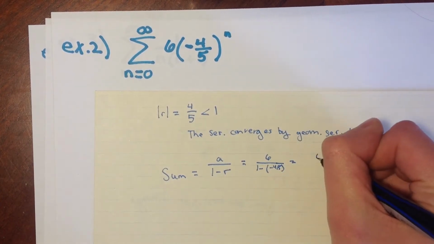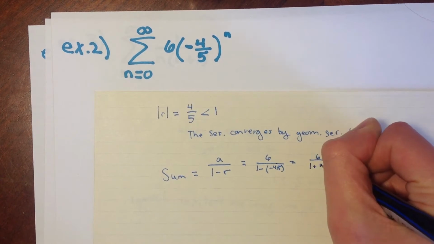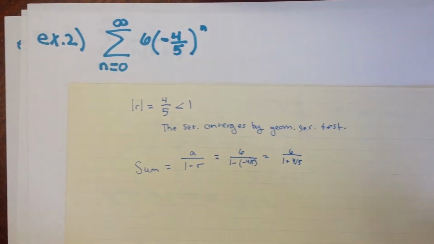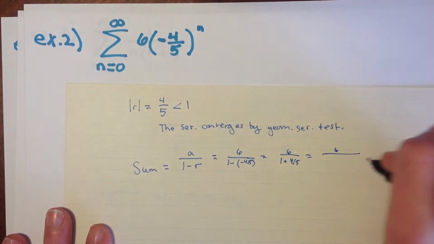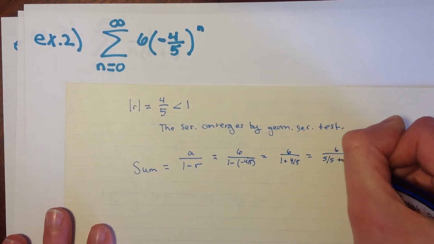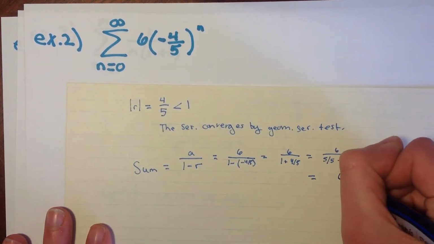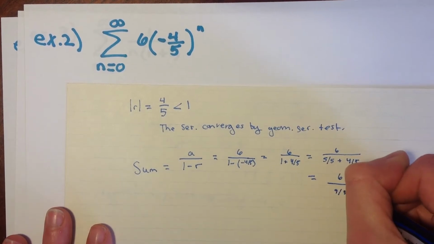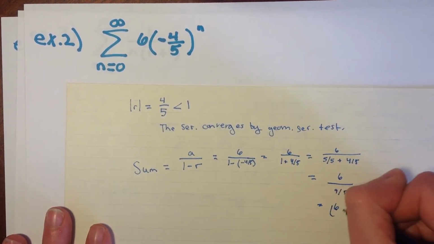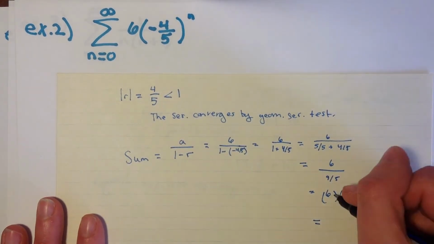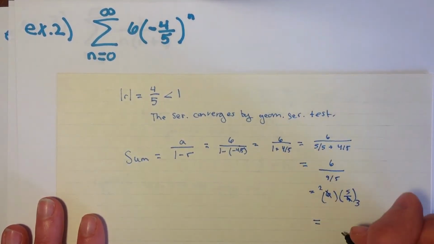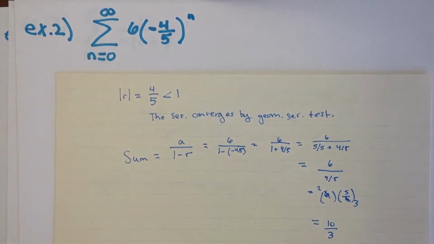So we can simply reduce that, and I really don't want to reduce much further, but I will. We have 6 over 1 plus 4/5. We can rewrite that as 6 over 5/5 plus 4/5, and we can rewrite that as 9/5, so 6 times 5/9. I really think that's as far as I want to go, but again, you can pull out a 3, and then we'll have 10 over 3 as our answer. That's the value that this series converges to.